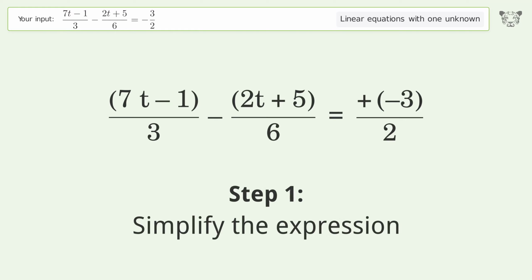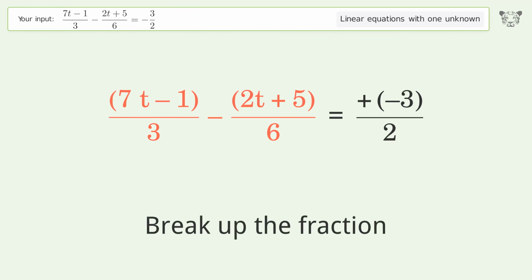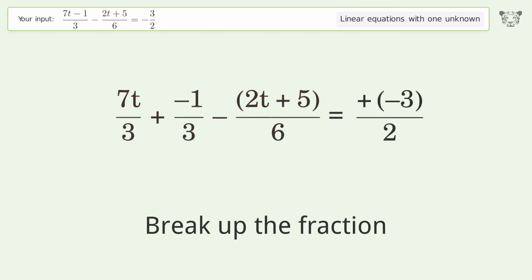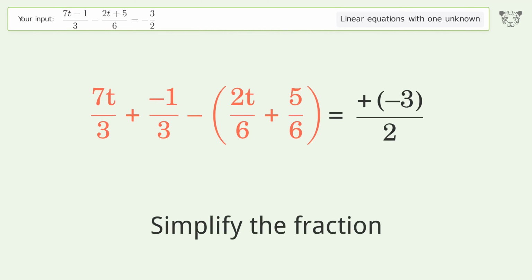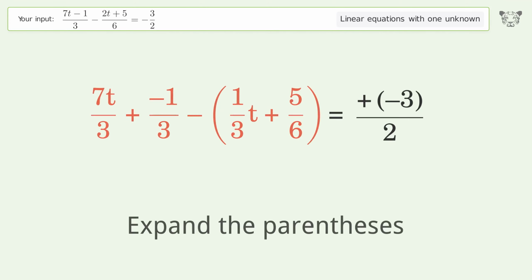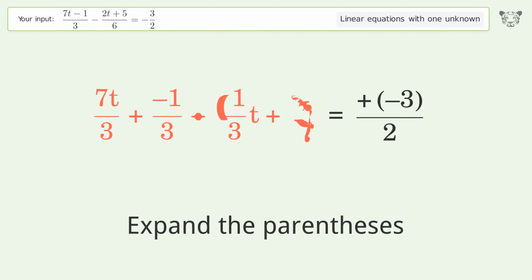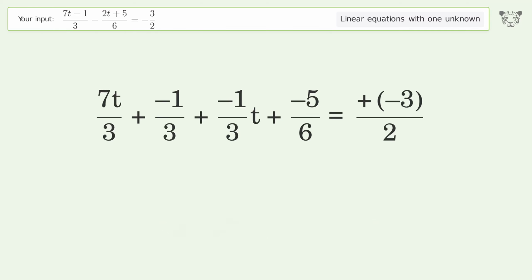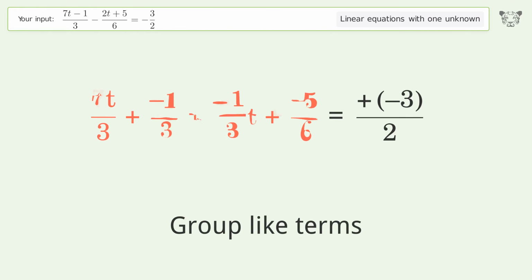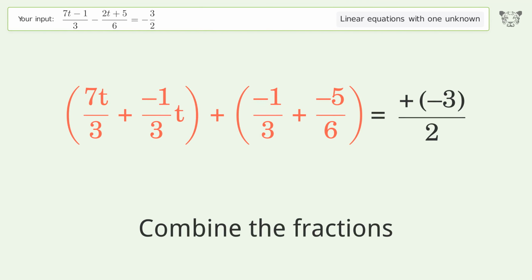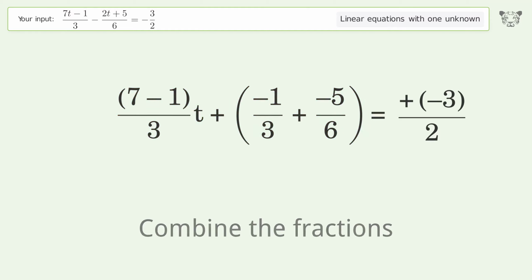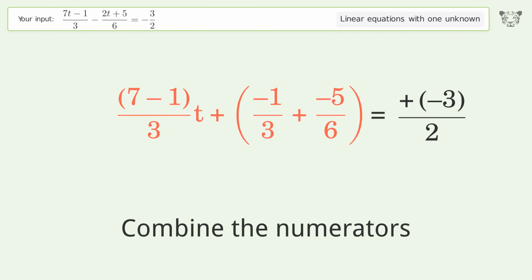Simplify the expression. Break up the fraction. Simplify the fraction. Expand the parentheses. Group like terms. Combine the fractions. Combine the numerators.